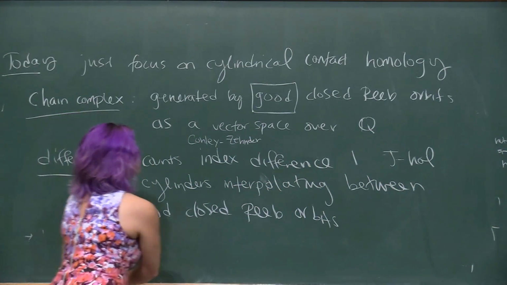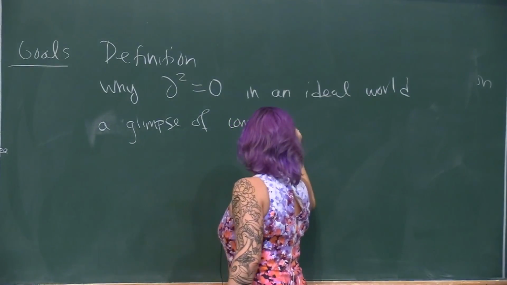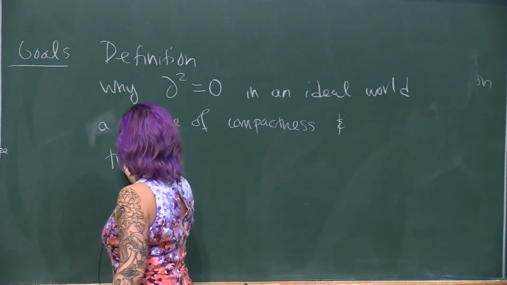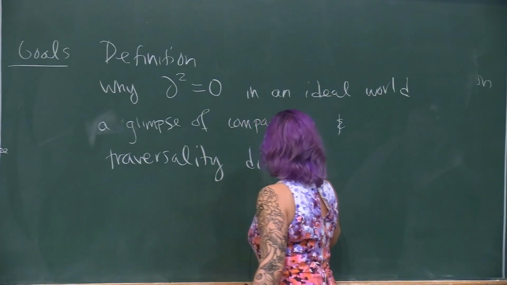Okay. So then the goals for today are going to be a definition, why d squared equals 0 in an ideal world, and some hints, or not hints, but I guess a glimpse of compactness and transversality problems, or I guess interesting phenomena for multiply covered curves.